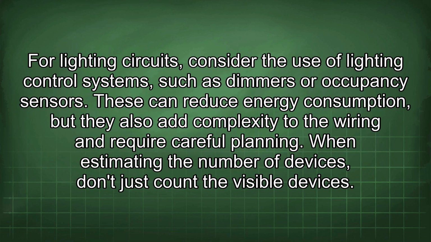For lighting circuits, consider the use of lighting control systems such as dimmers or occupancy sensors. These can reduce energy consumption, but they also add complexity to the wiring and require careful planning.